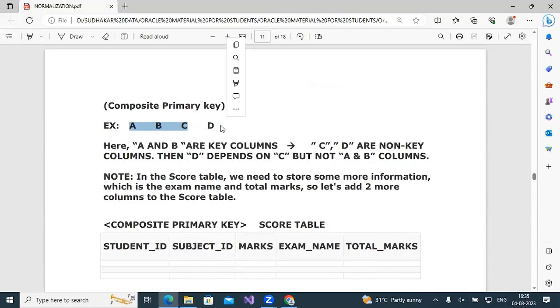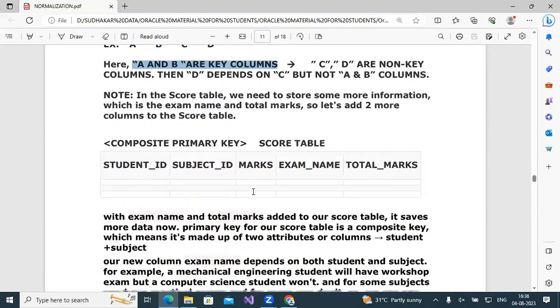Now carefully observe. A, B, C, D are the four columns. In this, A comma B are the key columns, meaning primary key columns. C comma D are non-key columns. Then D depends on C but not on A and B, which are the primary key. So your C doesn't depend on A and B; C depends only on D, or D depends only on C, but not on A and B. That kind of columns are called transitive.